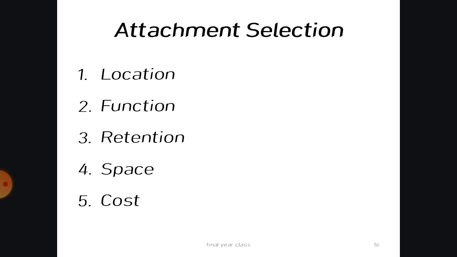So various factors which you need to consider when you select an attachment for your attachment retained removable partial denture will be location, function, retention, space and cost. I'm not going into much detail regarding this, because you need not learn in an elaborate manner regarding all these things. I'm just giving an outline. You can refer to the textbook if you want to clarify more or learn more. And if you have any doubt, you can anytime post your doubts in the WhatsApp group, and we will interact and clarify those doubts.